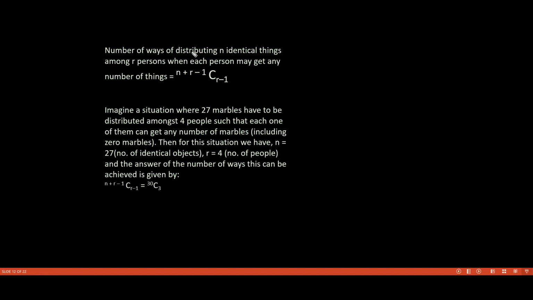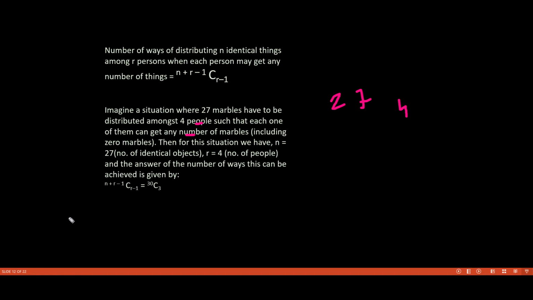Now let's see about distribution. Number of ways of distributing n identical things among r persons when each person may get any number of things. Let's see a situation. Imagine a situation where 27 marbles have to be distributed among 4 people. There are n identical things, meaning 27 marbles, all of which are identical, and they have to be distributed among 4 people such that each of them can get any number of marbles, including 0 marbles. Then for this situation we have n as 27 and r as 4.